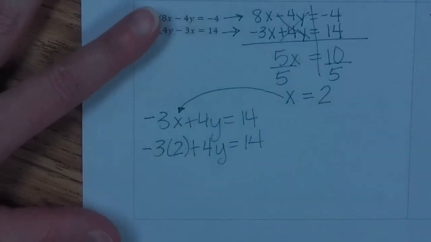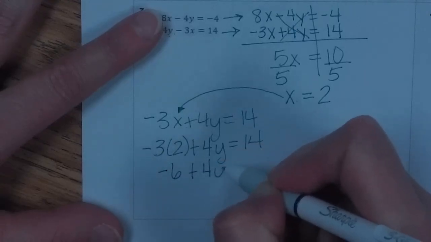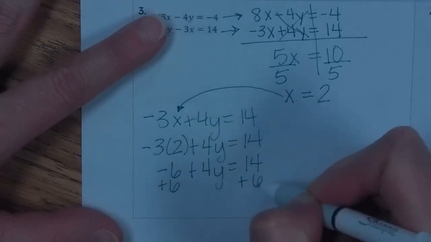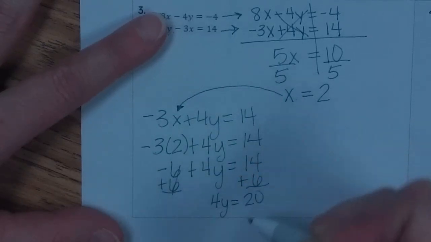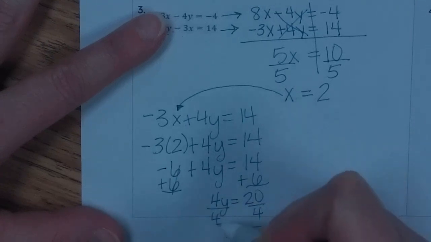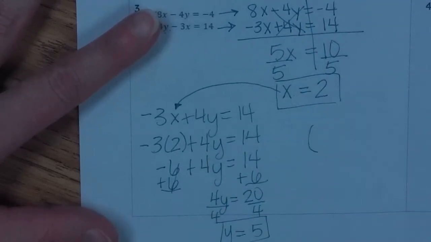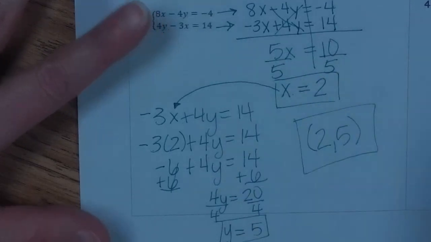And now we just solve. Negative 3 times 2 is negative 6, plus 4y equals 14. Add 6 to both sides. 4y equals 20. Divide by 4. y equals 5. Now I have x and y. Just write my ordered pair. 2, 5. Okay.